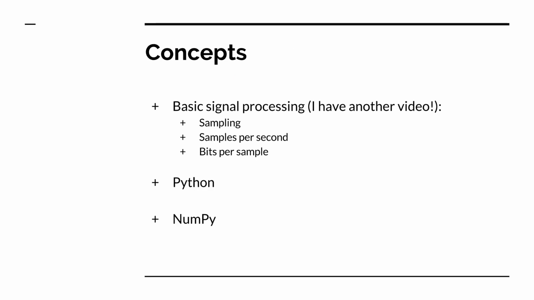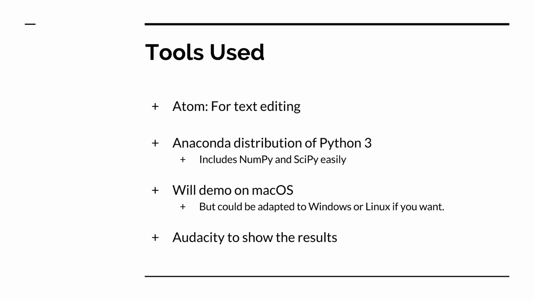So the concepts I'm going to have are that of basic signal processing, such as sampling, samples per second, bits per sample. I explained these in another video as well, if you need to review that. And then I'm going to be using some Python development techniques, as well as showing how NumPy especially works to do high-performance mathematics on long sequences of numbers. NumPy is really the secret sauce and the magic behind what we're doing here.